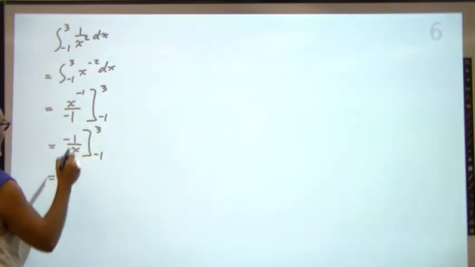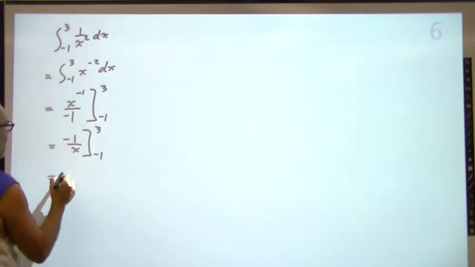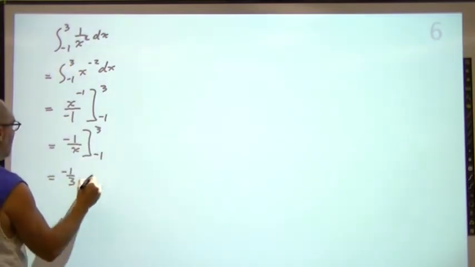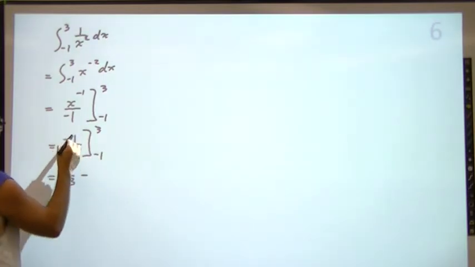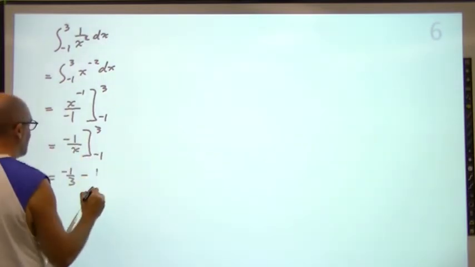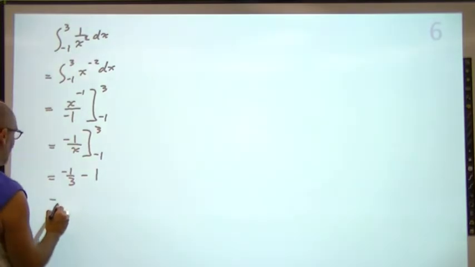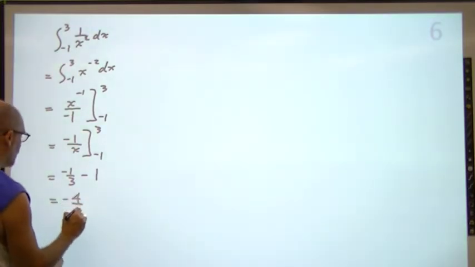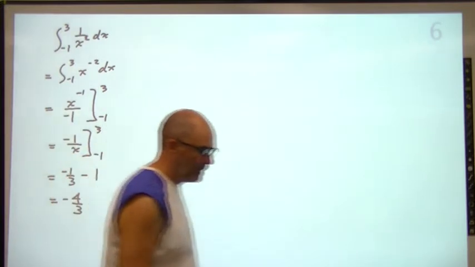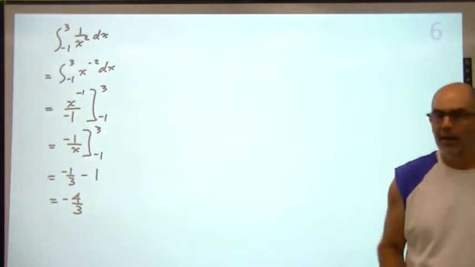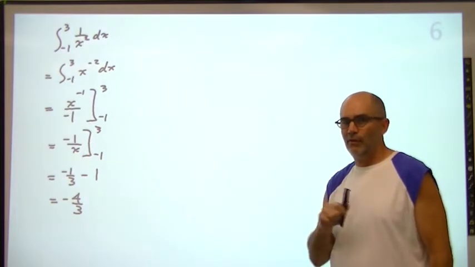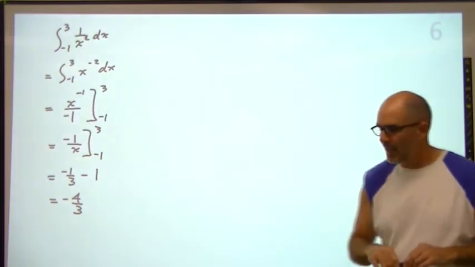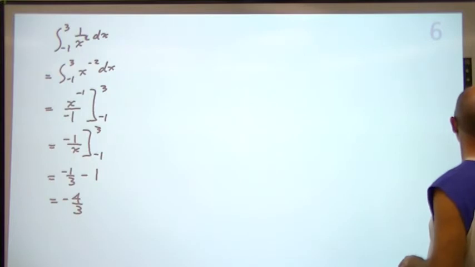And that means I'm going to put a 3 in there. That makes negative 1/3 minus, and put a negative 1 in there. So negative 1 over negative 1, which would be minus 1. And that would be negative 4/3. That can't possibly be right. Watch what happened. We're going to go back to our graph.